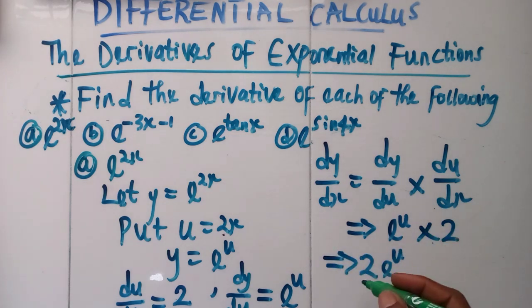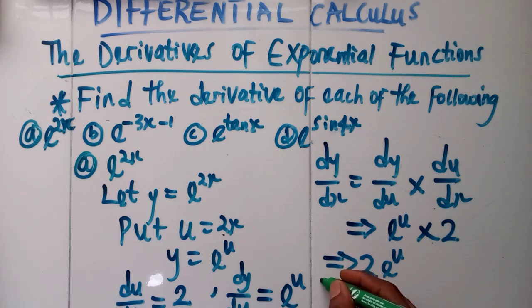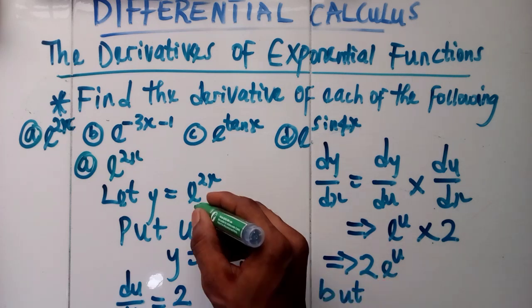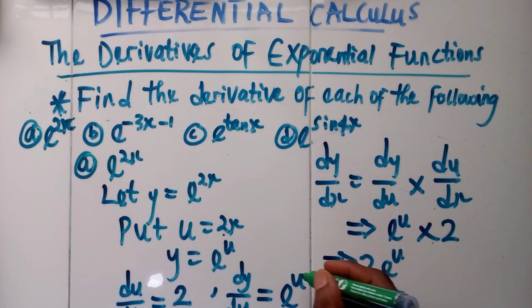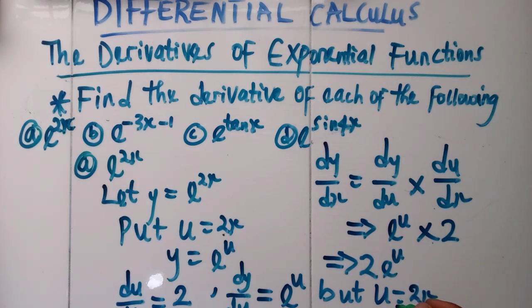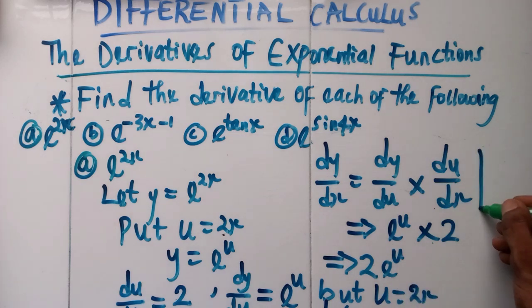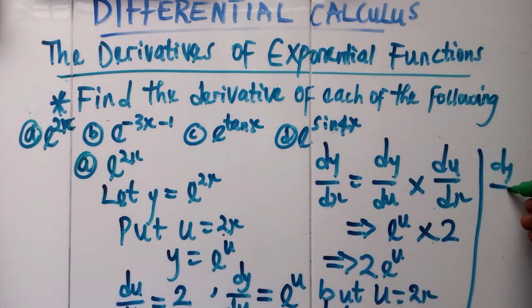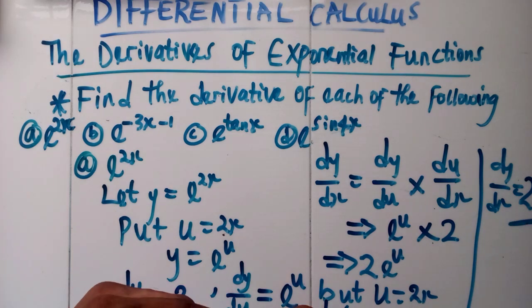But you are close to the final bus stop. Recall that you said earlier that u is equal to 2x. So replace your u with 2x, and dy/dx will be equal to 2e^u, and your u is what? 2x. So 2e^(2x), and that is the final answer for that expression.